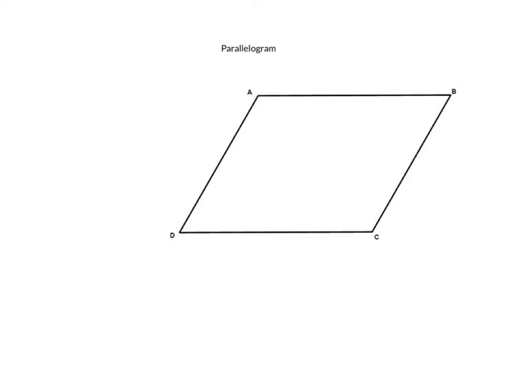So parallelogram, it's a quadrilateral, has 4 sides. Let's look at some characteristics of it. It's called a parallelogram because it has 2 pairs of parallel sides.